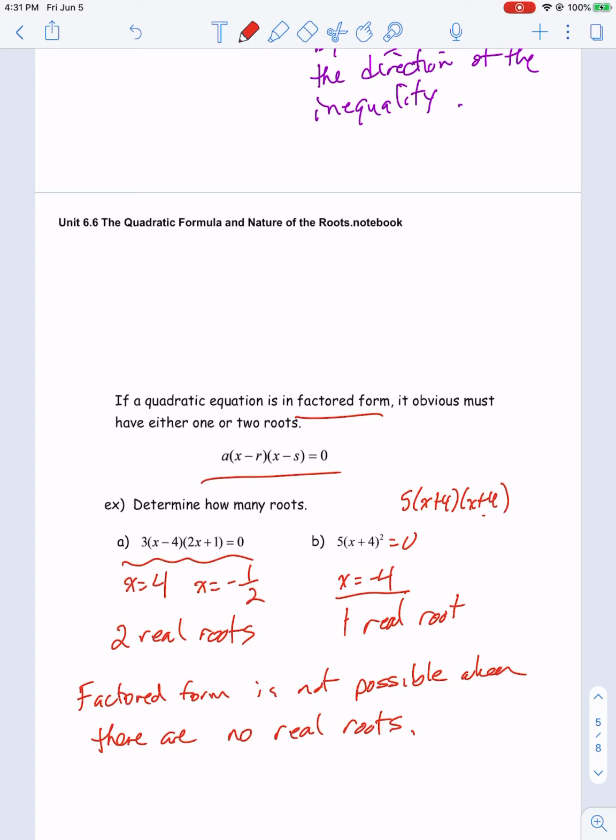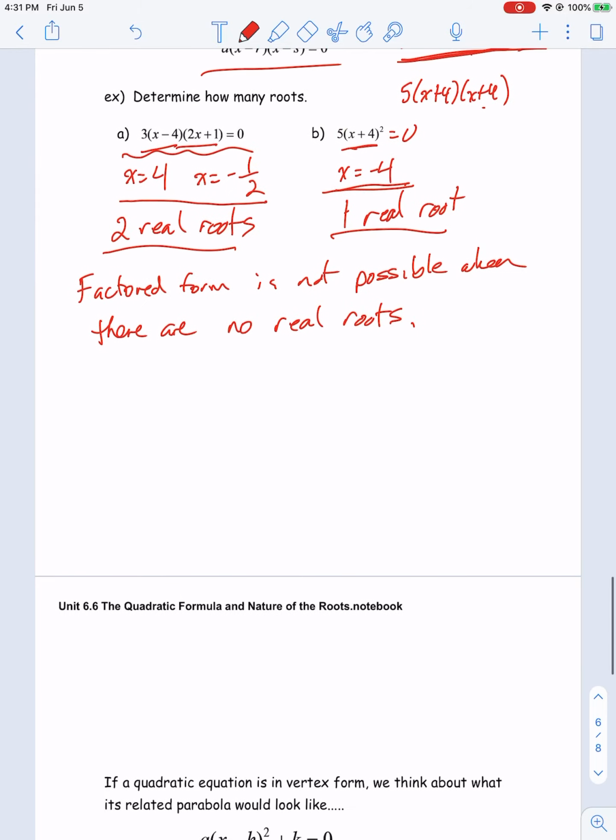Again, we didn't need to solve for these 2 roots, or for this one. We can see by the fact that there's those 2 brackets right there that tells us there's 2 roots. There's this 1 bracket there, that's 1 real root. But don't get this confused with a single bracket. Like if it said 5x plus 4 squared and then -3, that's not factored form. That's now vertex form, which is what's coming next.